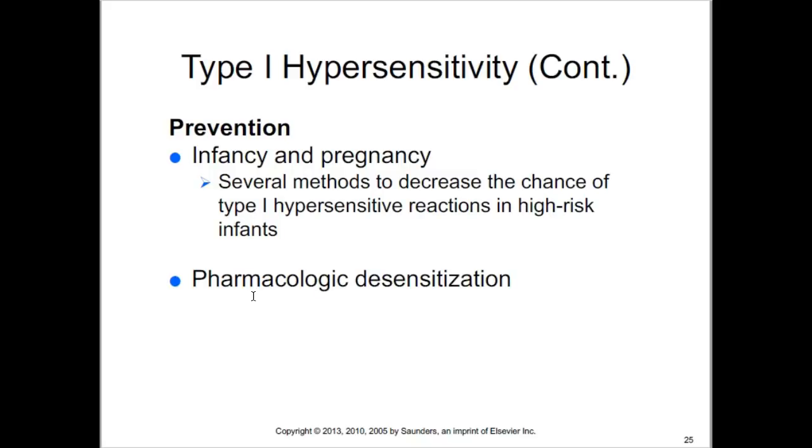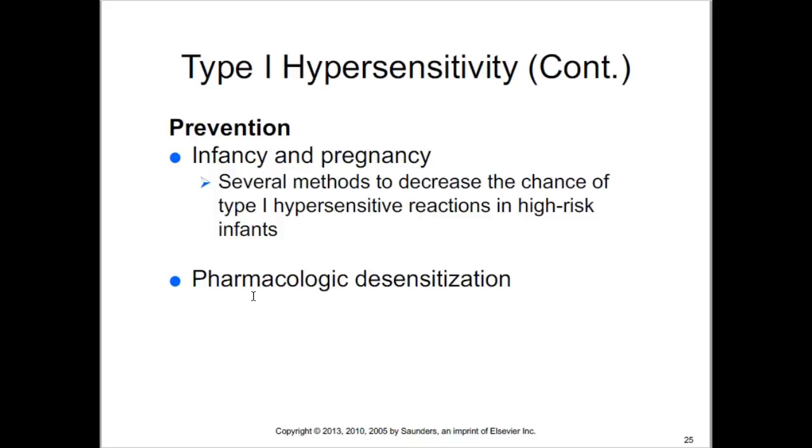So in infancy and pregnancy, several methods have been developed to decrease the chances of type 1 hypersensitive reactions in high-risk patients. And most of the time what you're going to see is desensitization, which is a series of injections that are going to mediate the response of your body. So for example, a child that might be known to have a really severe peanut allergy, they're going to be slowly given, starting with very small doses of peanut, right?